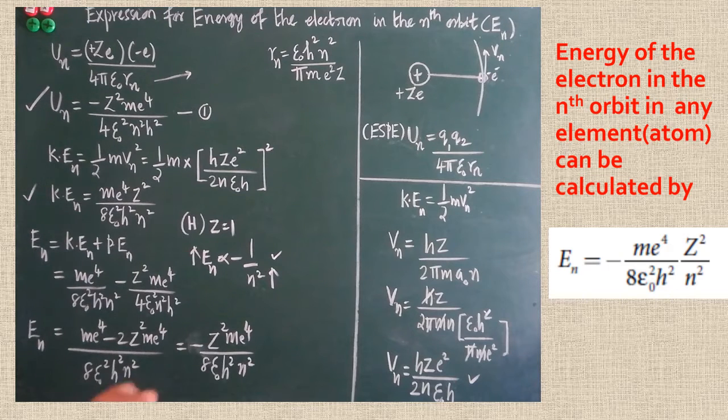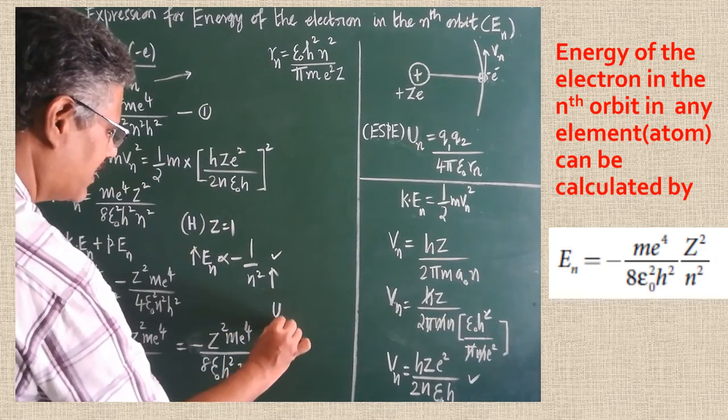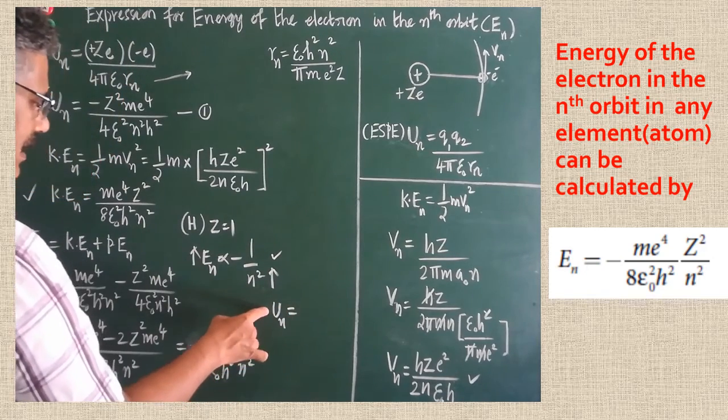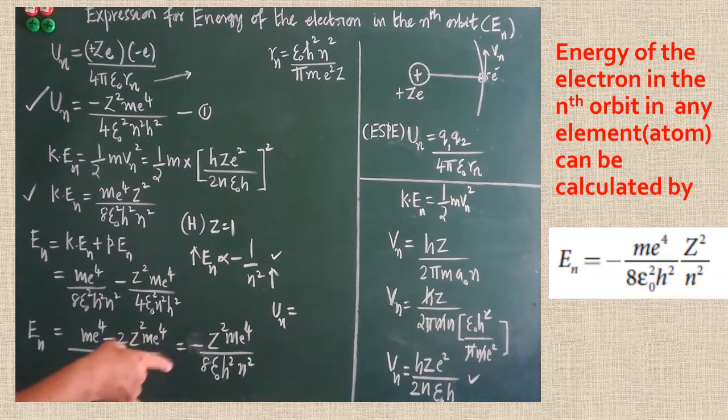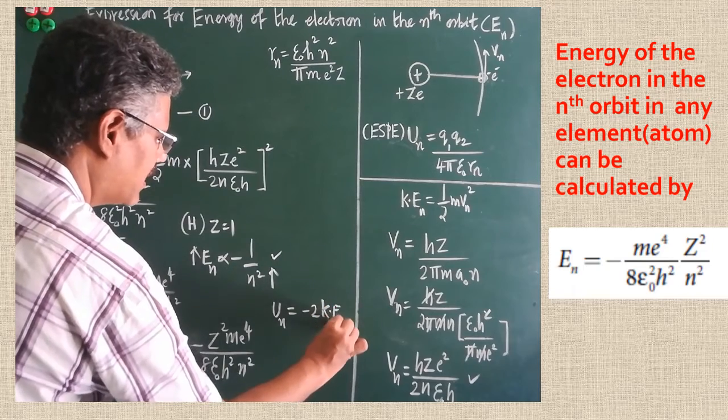Here, a few more things must be clearly understood. I will write certain important expressions that will be helpful for you. From these observations, we can write that the electrostatic potential energy Un will be equal to minus of 2 KEn. Make a note.